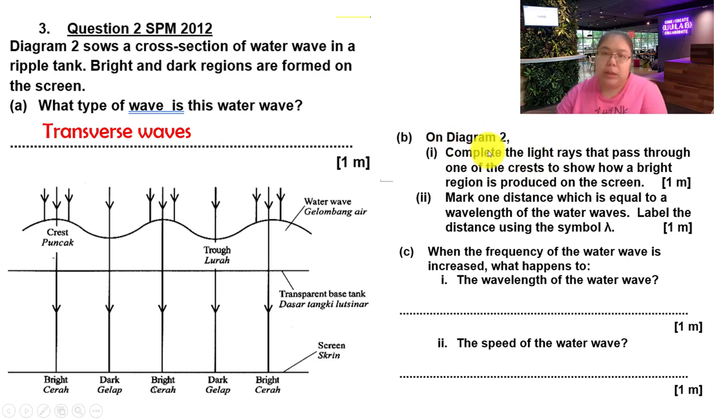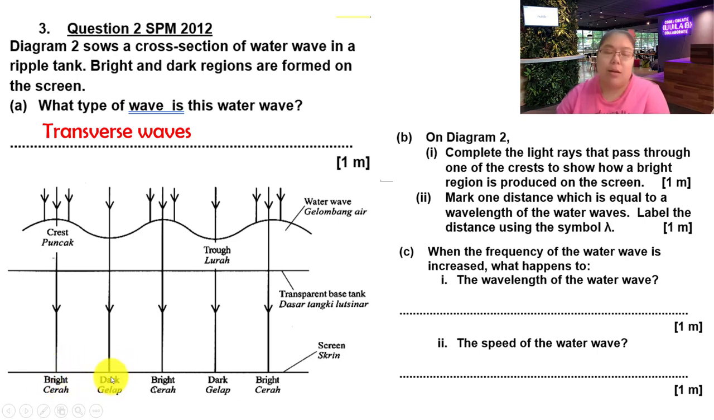Okay, B. You need to complete the light ray that passes through one of the crests to show how the bright region is produced on the screen. So bright region is normally produced from the crest, but you need to show how the light ray passes through the crest. So normally at the crest, to produce a bright region, the light must be focused. Focus means the light will concentrate to one point, so that point becomes bright.